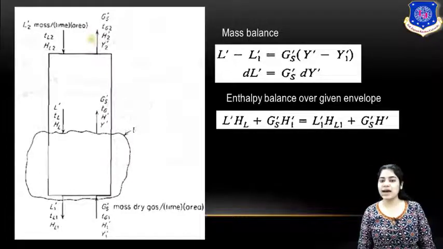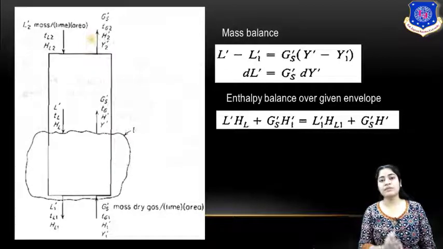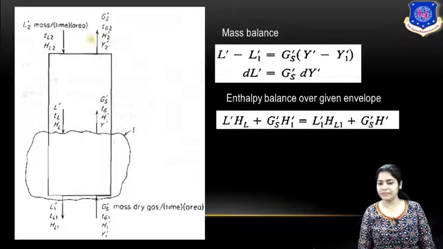So the overall mass balance is what? On envelope 1, you are doing it to know how the mass balance is done. L dash minus L1 dash is equal to GS dash into (Y dash minus Y1 dash). It shows how much amount of liquid has been transferred into gas. Hence in differential form, dL dash is equal to GS dash into dY dash.